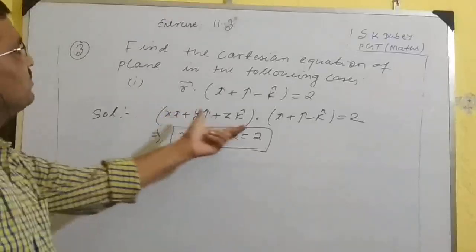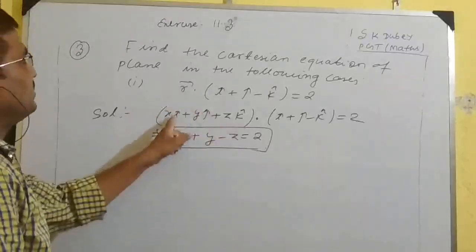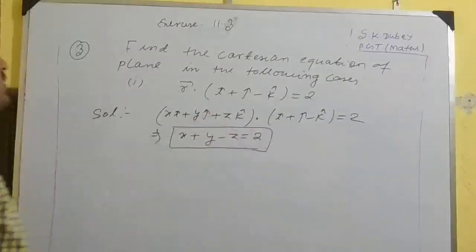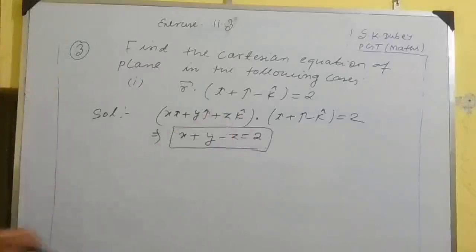I think there is no need to solve the other questions. Similarly, we can put vector r as xi plus yj plus zk and, taking the dot product, we get the required result.